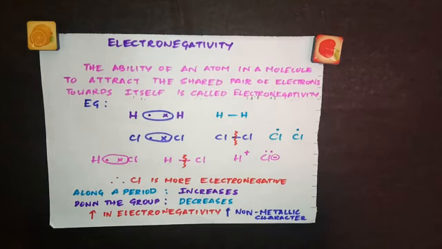Knowing this relationship between atomic radius and electronegativity, we can explain the relationship between electronegativity and non-metallic properties, which we will be doing after some time when we talk about the chemical properties. So remember, electronegativity along a period it increases, down the group it decreases.